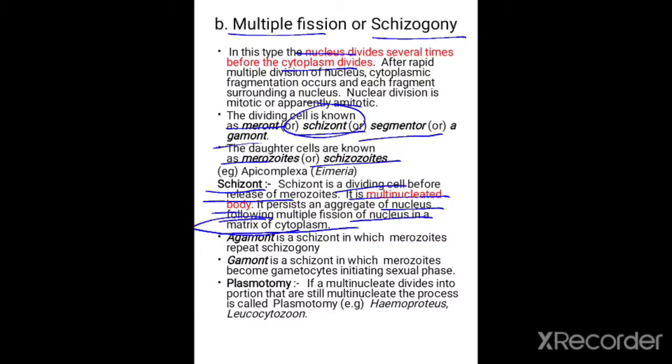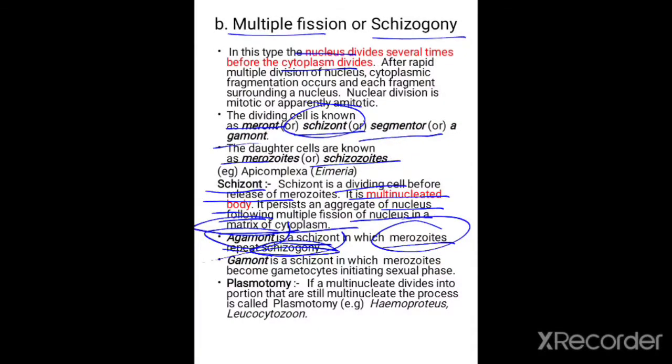Now, an agamete is a zygont. It is the dividing cell which releases merozoites which undergo a repeat zygogony. The merozoites which are released by the dividing cell, that is an agamete, undergo repeat zygogony. These merozoites then again start dividing to produce the zygonts.